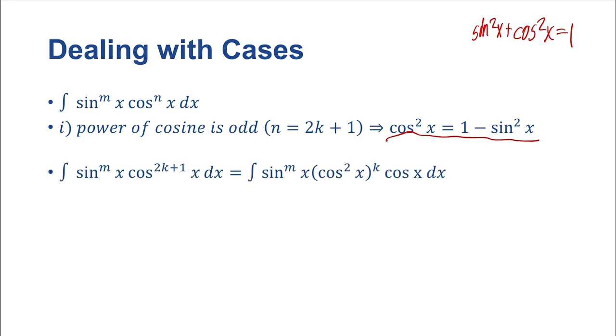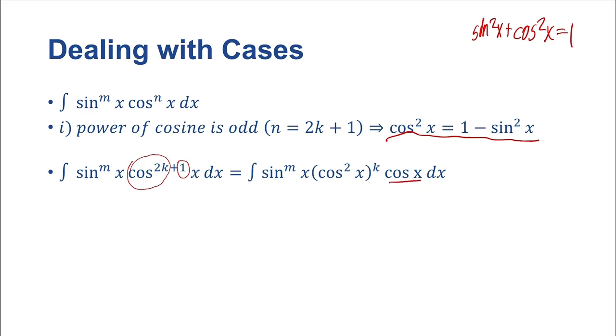Once we have this, we can now make a substitution. We take our original integral, sine to the m of x, cosine to the 2k plus 1 of x dx, and we assume 2k plus 1 because it's odd, and we work on splitting up this integral. If it's odd, we take the cosine to an even power and separate that from a single cosine. What we're left with is the integral of sine to the m of x, cosine squared of x, quantity to the kth power, times a single lone cosine of x dx.